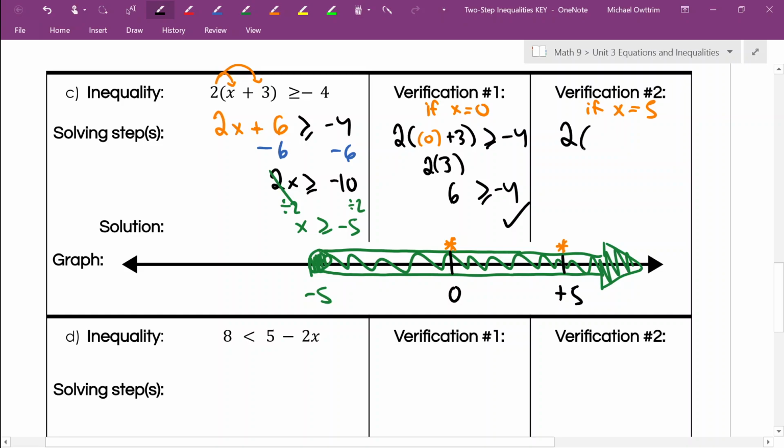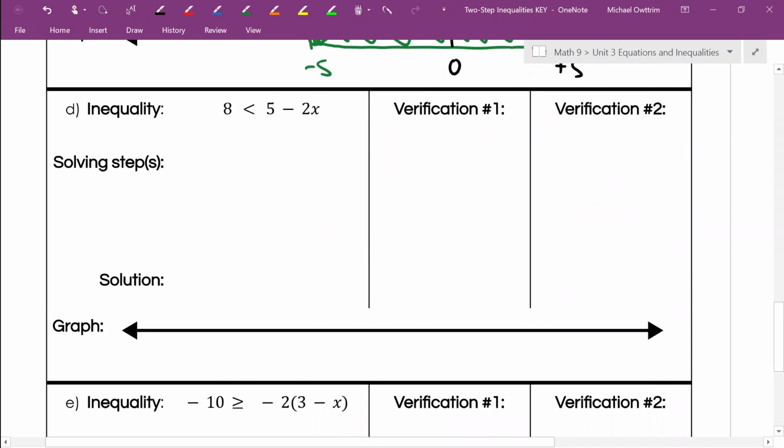If we put in our 2 with our x of +5 plus 3, that should be greater than or equal to -4 as well. 5 plus 3 is 8, and 2 times 8 is 16, which is greater than or equal to -4, so that point worked as well.